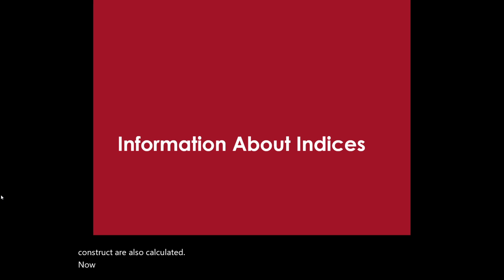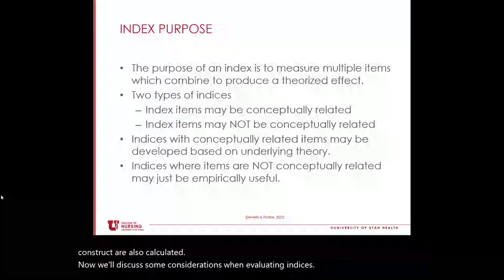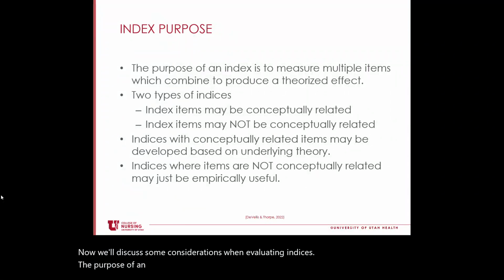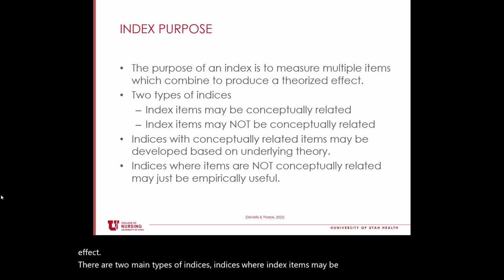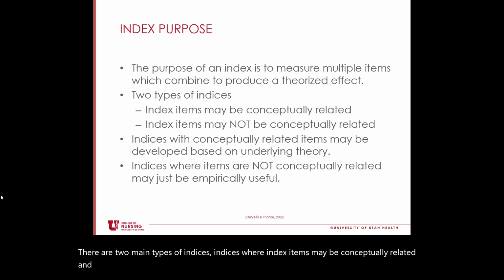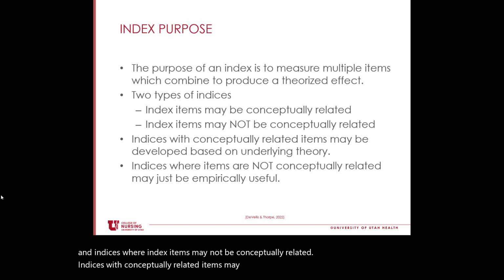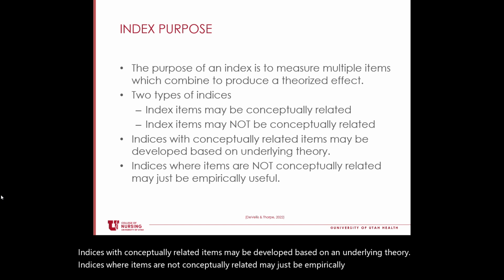Now we'll discuss some considerations when evaluating indices. The purpose of an index is to measure multiple items which combine to produce a theorized effect. There are 2 main types of indices. Indices where index items may be conceptually related, and indices where index items may not be conceptually related. Indices with conceptually related items may be developed based on an underlying theory. Indices where items are not conceptually related may just be empirically useful.